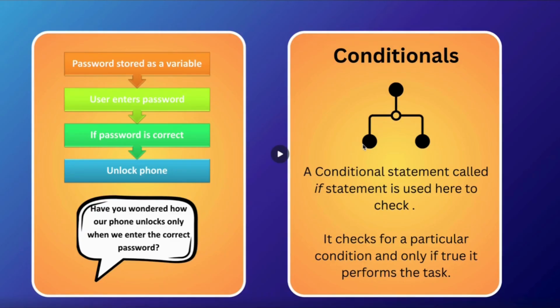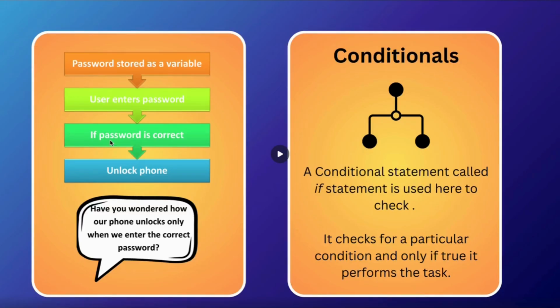So the second concept that we will be using is that of conditionals. Here's a quick real life example. Have you ever wondered how your smartphone opens up when you enter the correct password? Say 1, 2, 3, 4, 5 is your password. That is being stored in a variable called password. Now when the user enters the password, first it will check if the password is correct, then it unlocks the phone. Right?